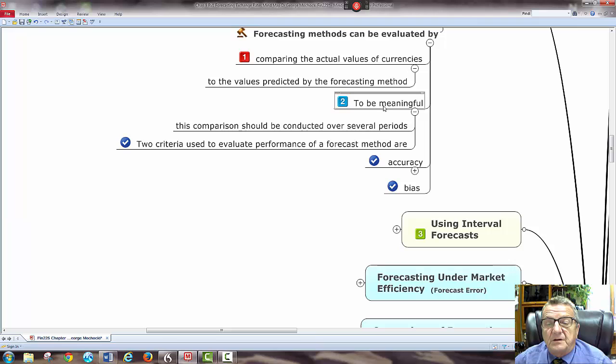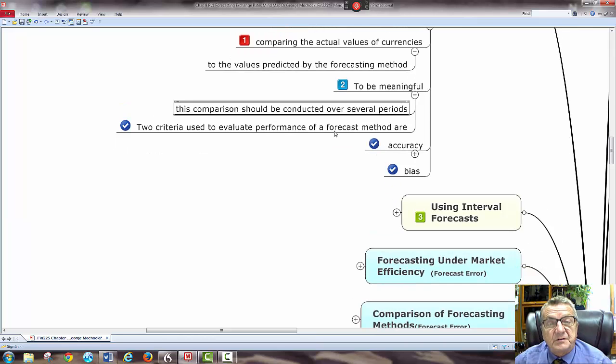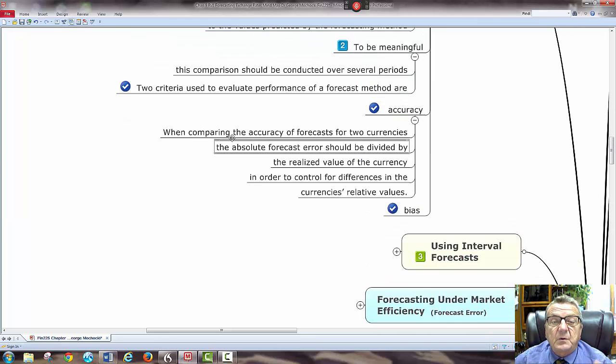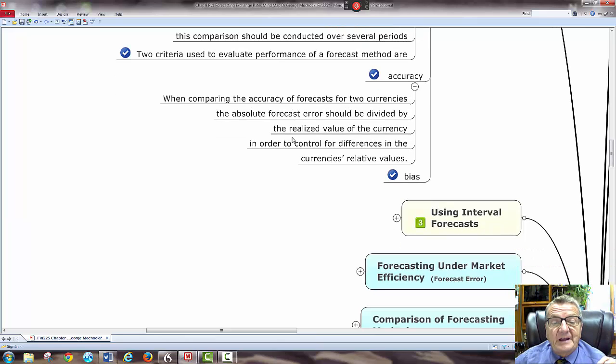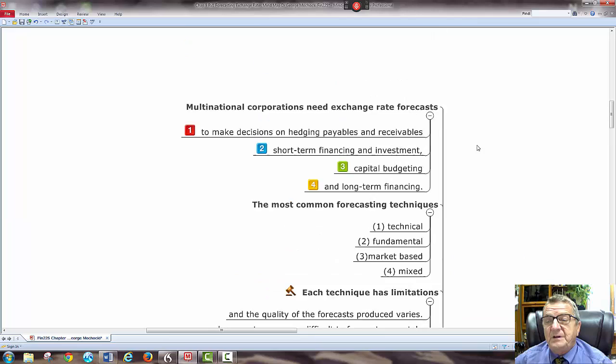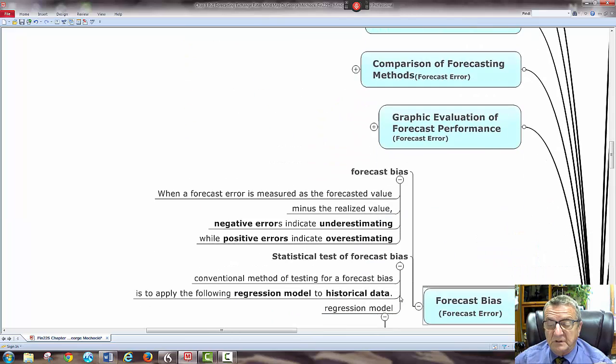So, to be meaningful, this comparison should be conducted over several periods to see if you have some kind of historical trend. Two criteria used to evaluate performance of forecast methods are accuracy and bias. There are different biases, so you have to be aware of it. When comparing accuracy of forecasts for two countries, the absolute forecast error should be divided by the realized value of the currency in order to control for differences in the currency's relative value. All right, so that's our summary, and I think we did pretty good this time.